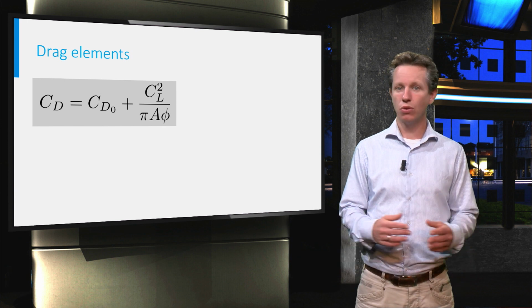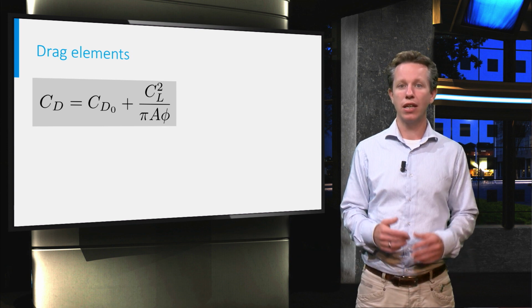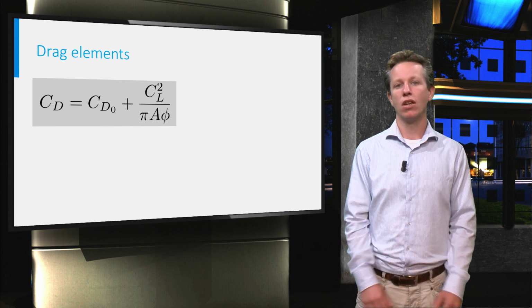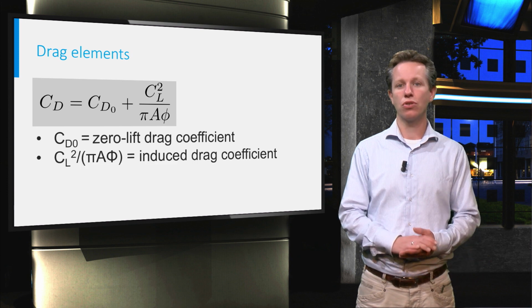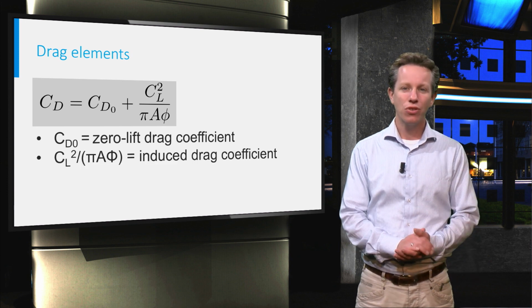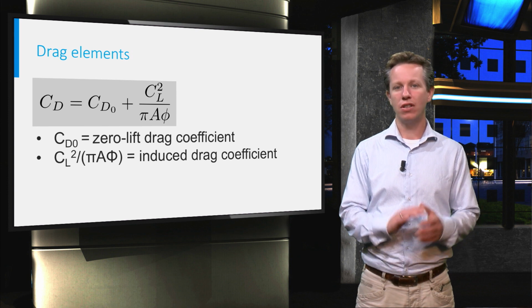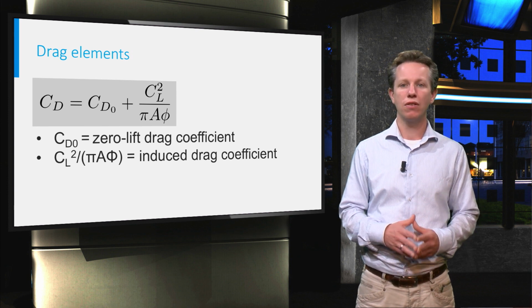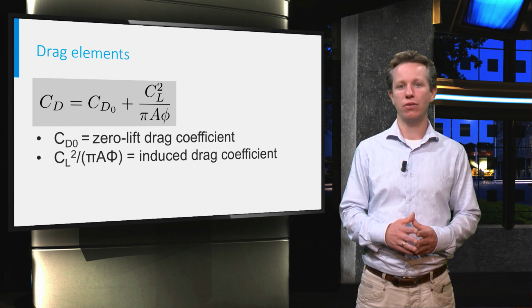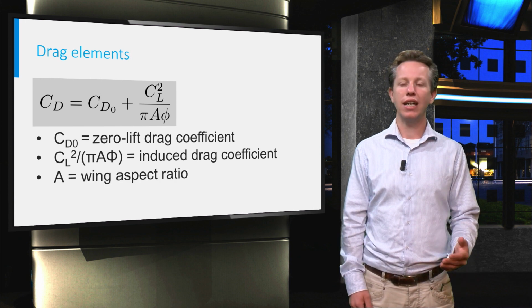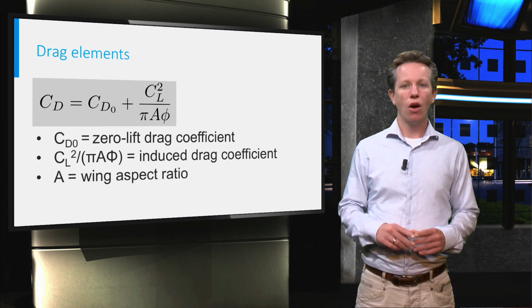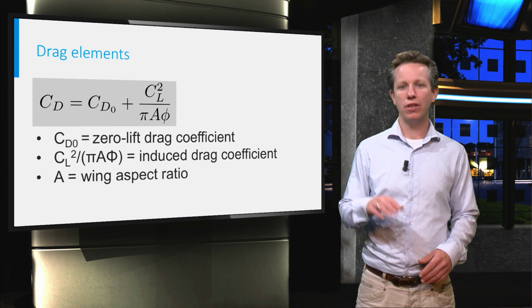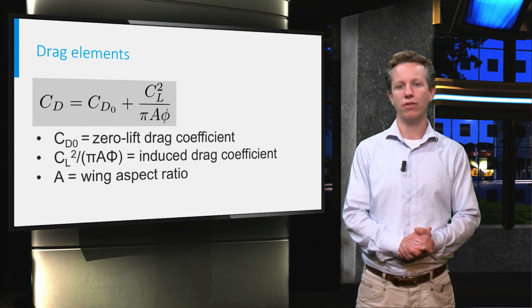Since drag has two physical sources, the drag coefficient of a wing can be split into two separate elements. First of all, there is the zero lift drag coefficient, and secondly, there is the lift-induced drag coefficient. It turns out that the lift-induced drag coefficient depends on the square of the lift coefficient, pi, the aspect ratio A and the span efficiency factor. The factor A is the aspect ratio of the wing. It represents how slender the wing is. For wings with a high aspect ratio, the lift-induced drag becomes relatively less important.